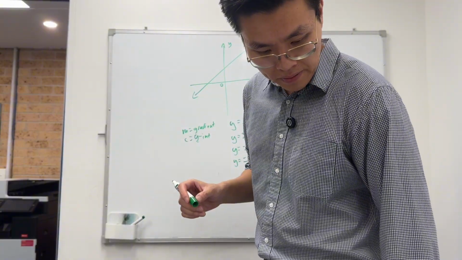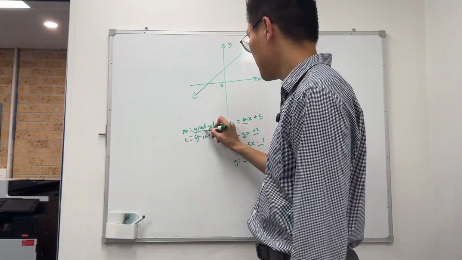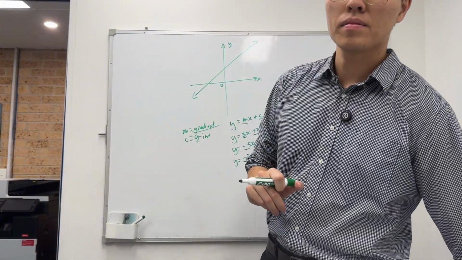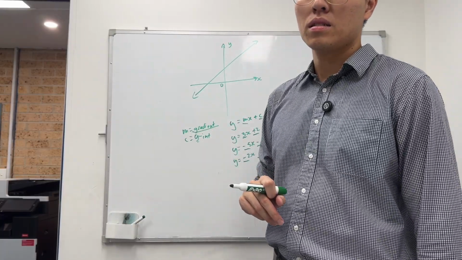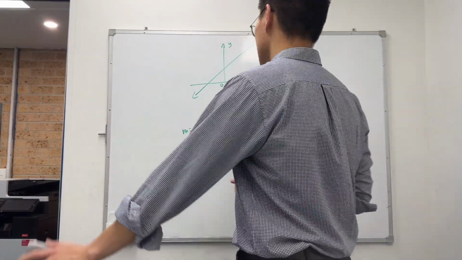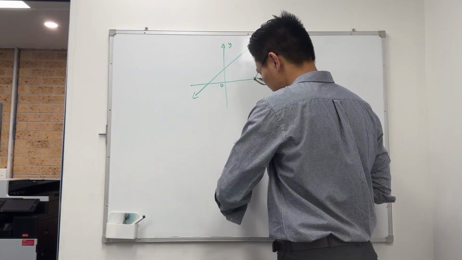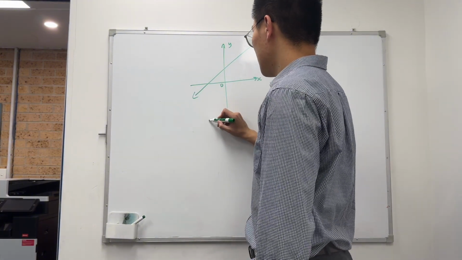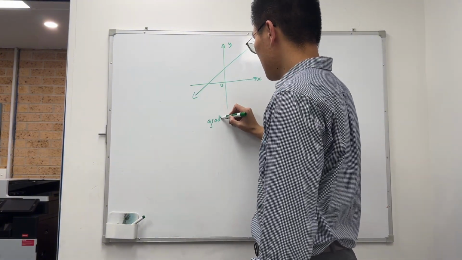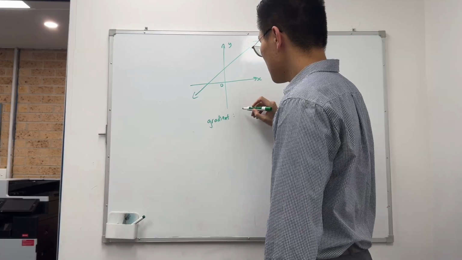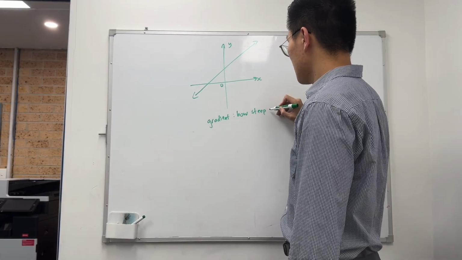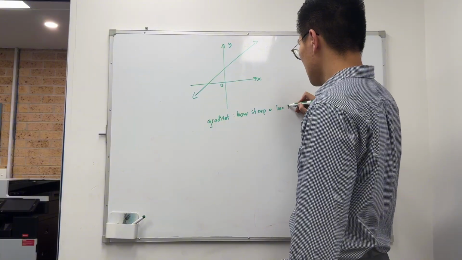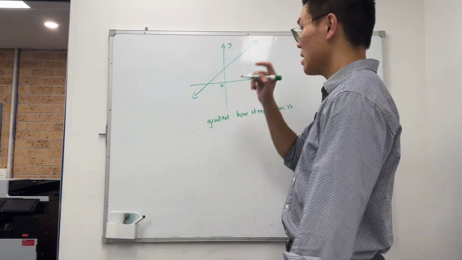So let's talk a little bit about gradient. Do you know what gradient is? Rise over run. That's its formula, but what is it? The gradient is how steep a line is. Okay? How steep a line is.